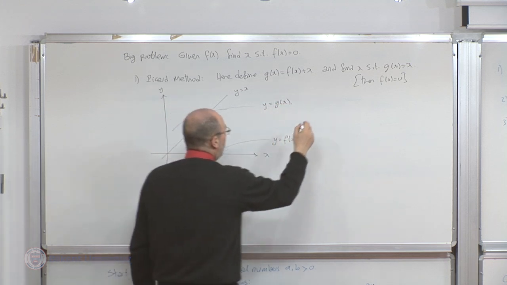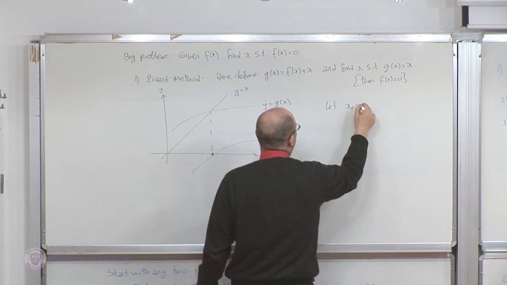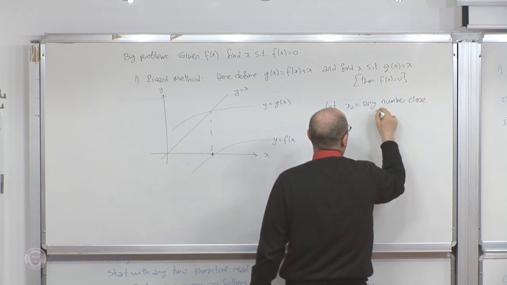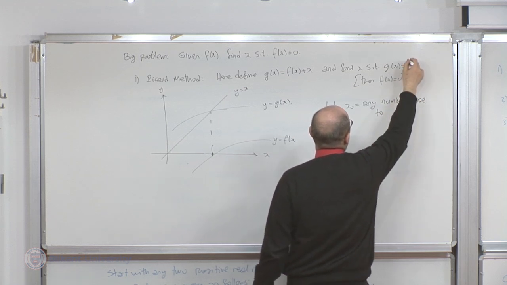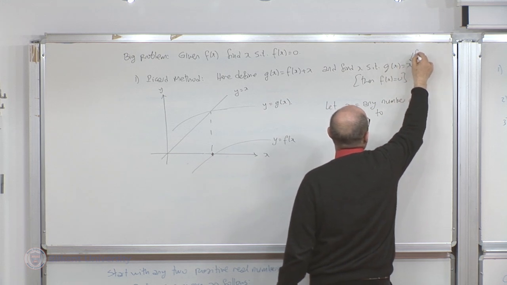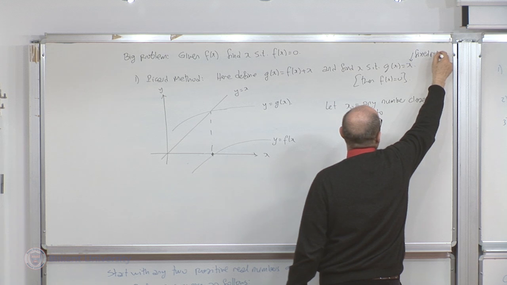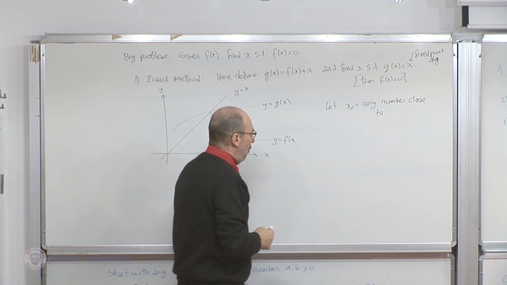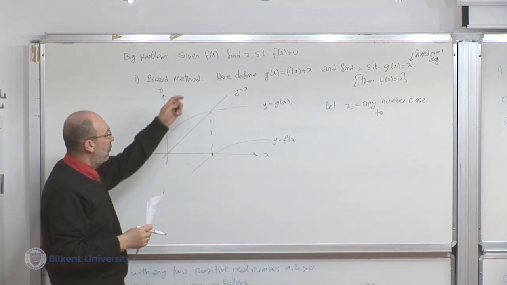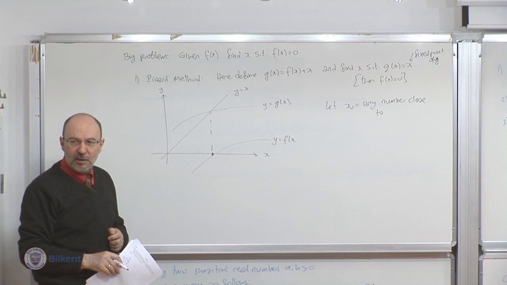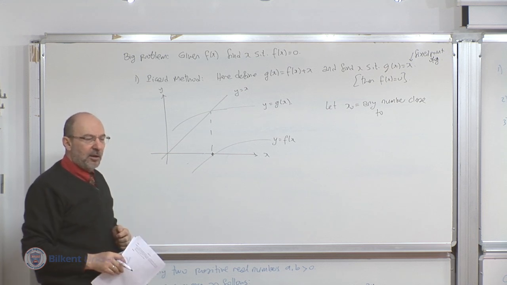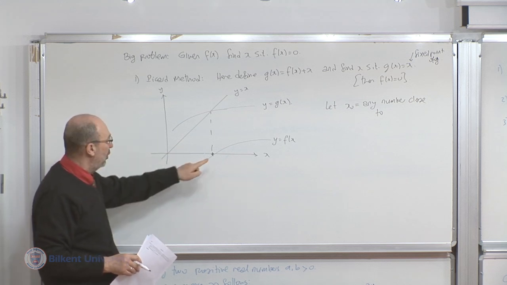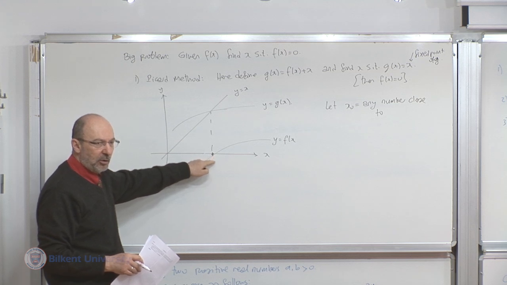So let x sub 0 be any number close to the fixed point. This is called the fixed point of g, so g fixes it. Generally, when you are trying to find the root of something, you don't blindly attack the problem. You play with the function a little bit, you sketch its graph, etc. So you suspect around which point you will have this. This is the point you are trying to find.